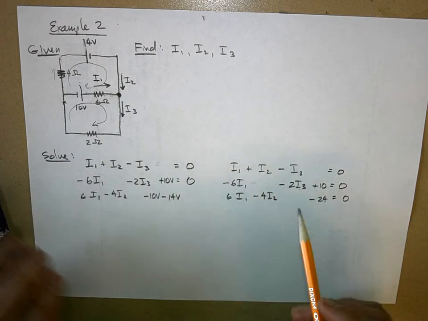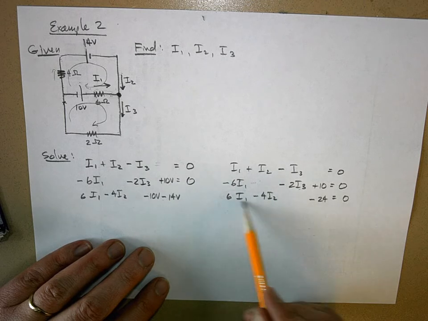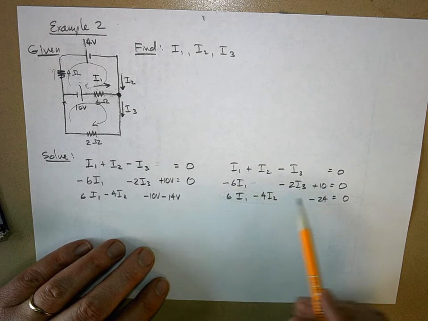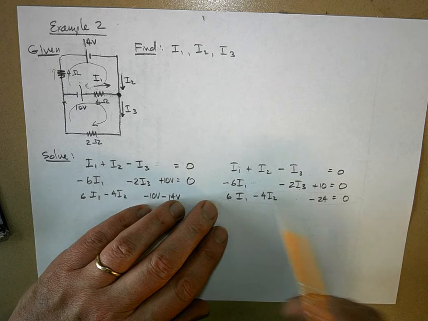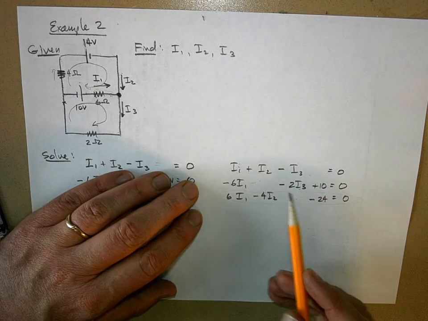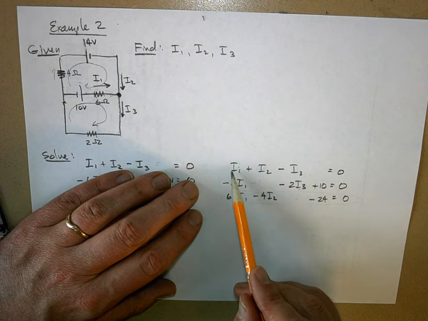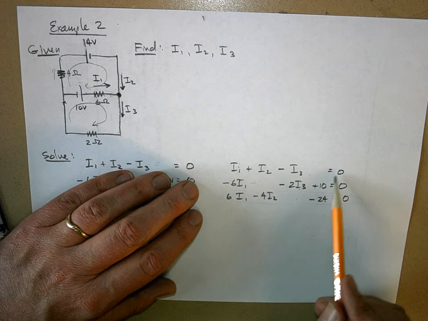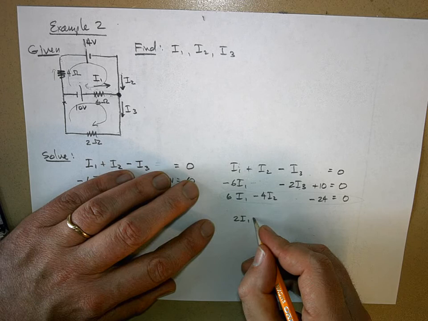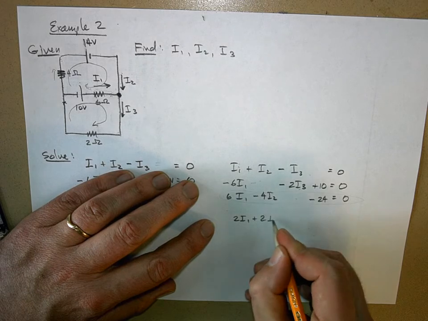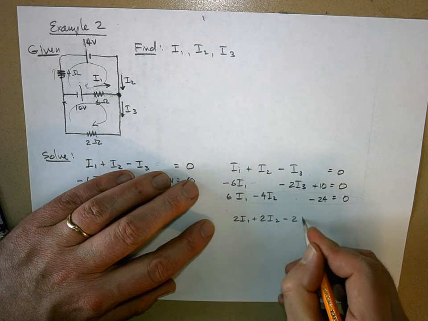What's missing from this one? Here's how I do this. I ask, what's missing from the third one? There's no I3. So let's eliminate I3 by using these 2 equations. I'm going to multiply this first equation by 2. So I get 2I1 plus 2I2 minus 2I3 equals 0.